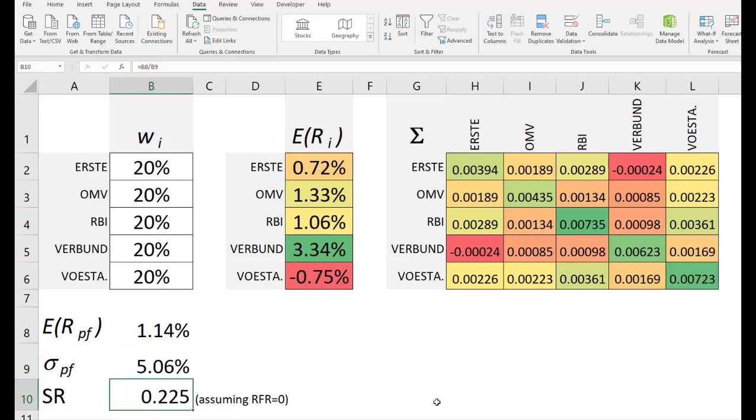And this is the Sharpe ratio, 1.14% divided by 5.06%. If we assume that the risk-free rate is 0, then the Sharpe ratio is 0.225.